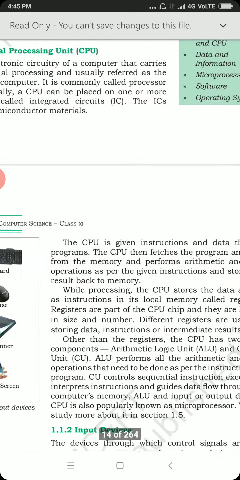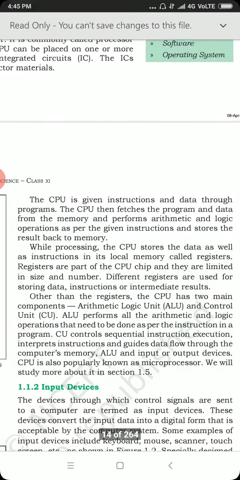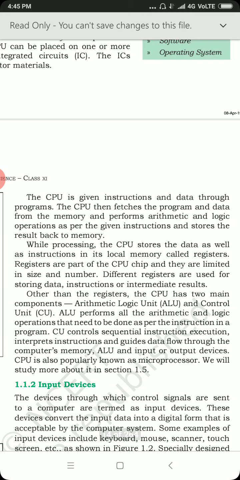CPU is given instructions and data through programs. The CPU then fetches the program and data from the memory and performs arithmetic and logic operations as per the given instructions and stores the result back to memory.